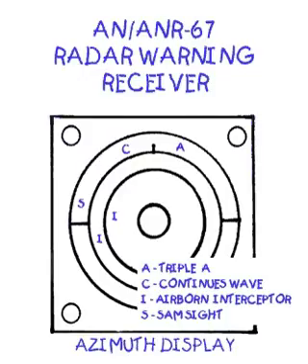The Radar Warning Receiver displays the possible type of contacts by using the following symbols. A represents AAA. C represents a continuous wave type radar. I represents an airborne interceptor, such as fighters or helicopters, and an S represents ground-based radar associated with SAM site type search and track radar.